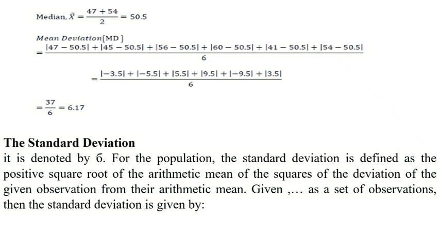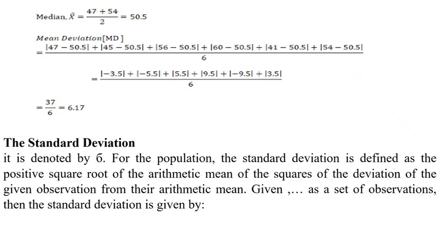Then the mean deviation will now be the absolute value of 47 minus 50.5, which is our x bar, plus the absolute value of 45 minus 50.5, plus the absolute value of 56 minus 50.5, plus the absolute value of 60 minus 50.5, plus the absolute value of 41 minus 50.5, plus the absolute value of 54 minus 50.5. So that will give us the absolute value of minus 3.5, plus the absolute value of minus 5.5, plus the absolute value of 5.5, plus the absolute value of 9.5, plus the absolute value of minus 9.5, plus the absolute value of 3.5.